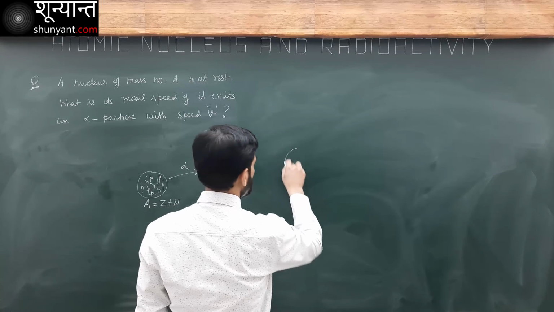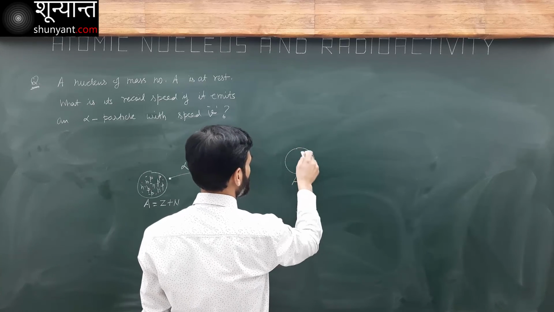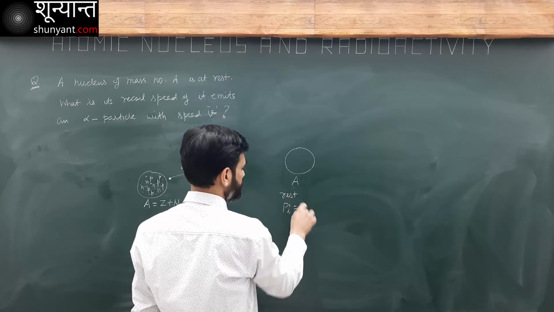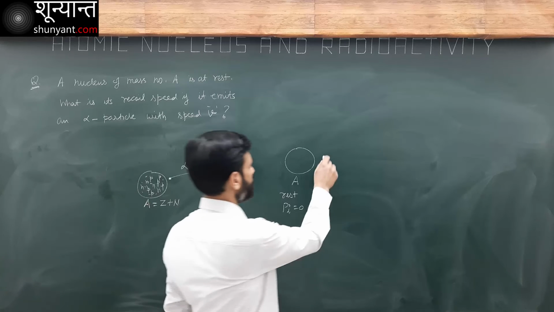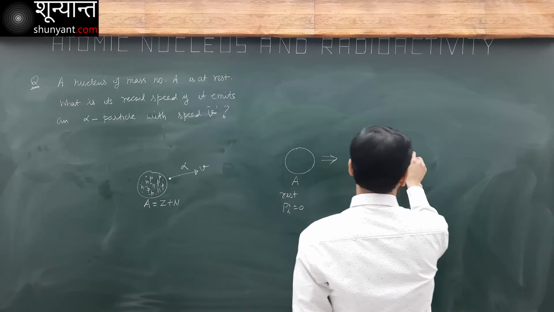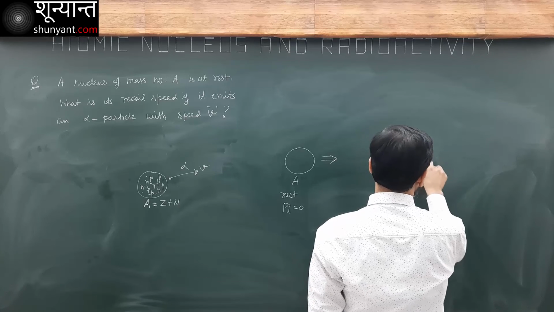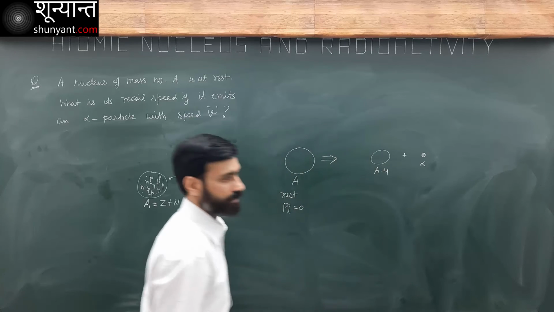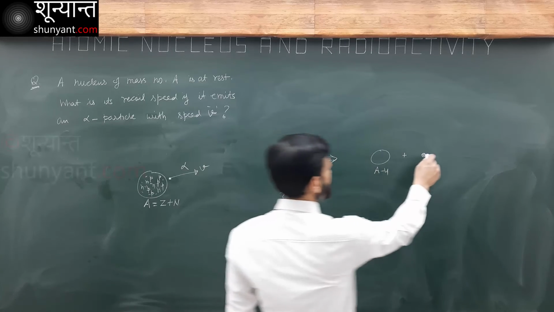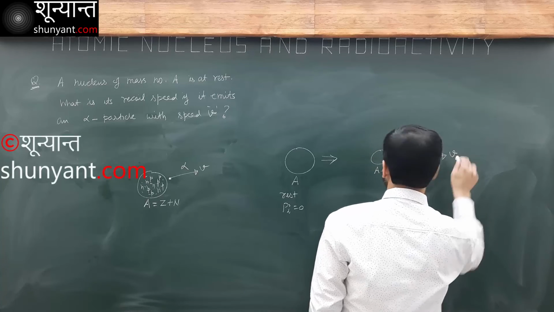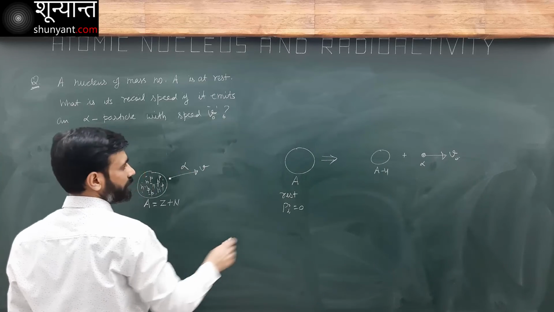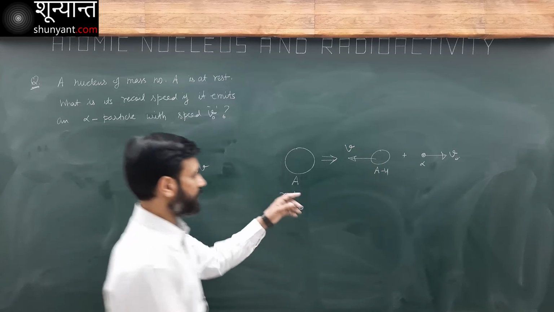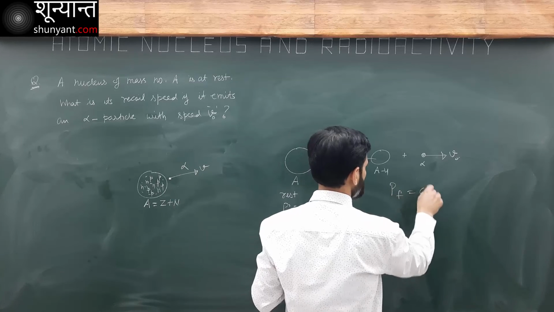So this is at rest, with mass number A. Initial momentum is 0, so finally also it should be 0. Now this changes into one alpha particle, and this is my remaining nucleus. It becomes A minus 4. The alpha particle has speed v naught. Then the nucleus will recoil in the opposite direction, such that final momentum is also 0.